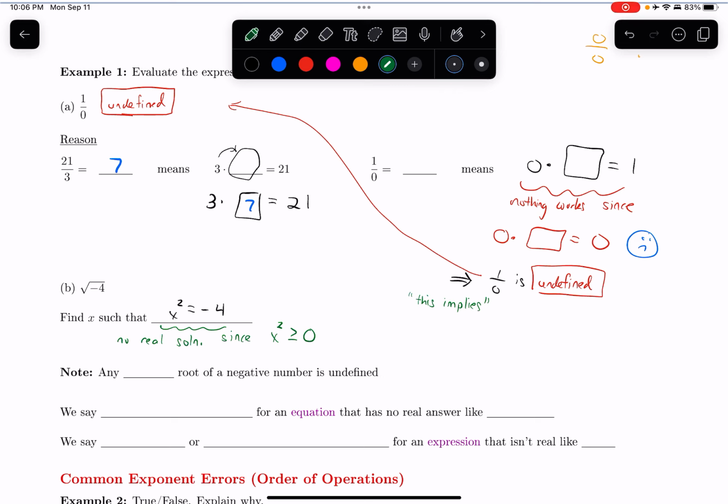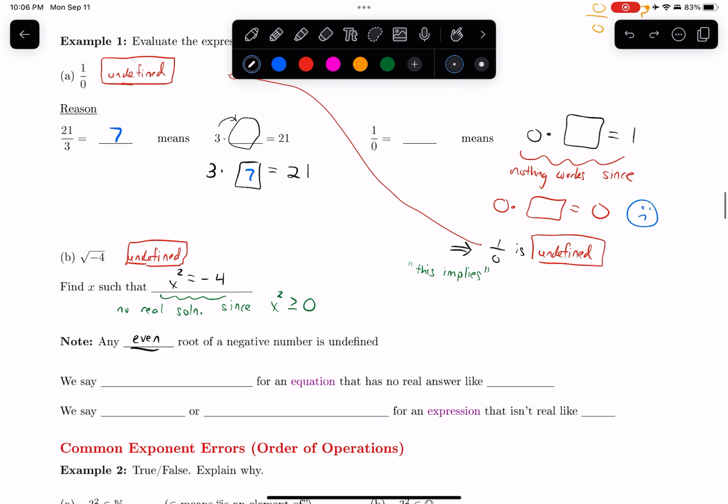Okay, so because I can't find a value for the square root of -4, that's also undefined. In fact, you might remember that any even root of a negative number is undefined. So this was a square root, but if I did a 4th root or a 6th root of a negative number, it's going to be undefined for the same type of reason.